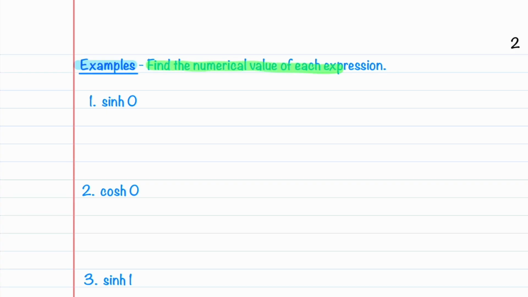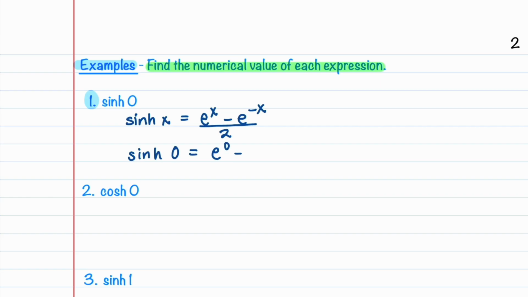We are going to find the numerical value of each expression. Our first example is sinh of 0. We are going to evaluate this by starting with the definition. We know that sinh of x is equal to e to the x minus e to the minus x, all divided by 2. So now we're just going to let x be equal to 0. So we have sinh of 0 is just e to the 0 minus e to the minus 0, all over 2. So this is just 1 minus 1 over 2, and it's equal to 0.